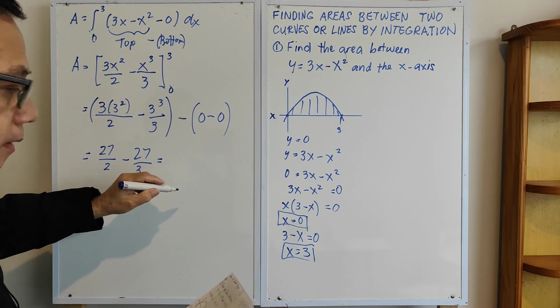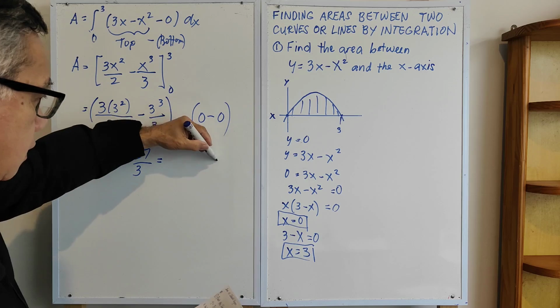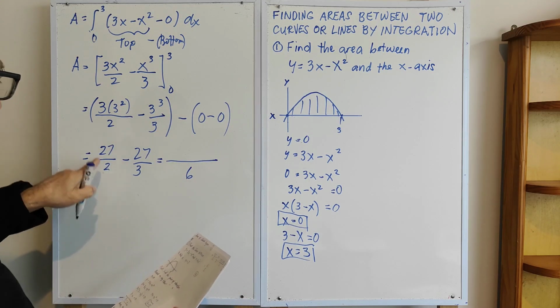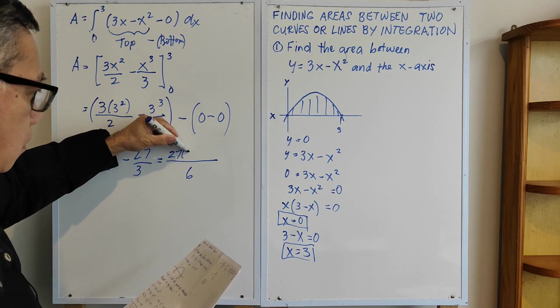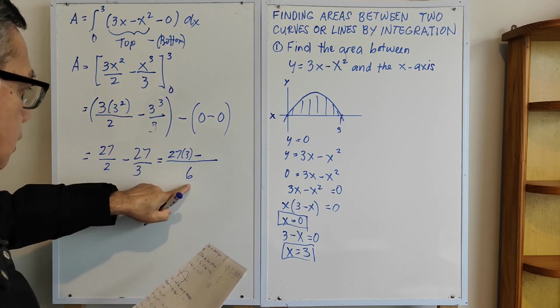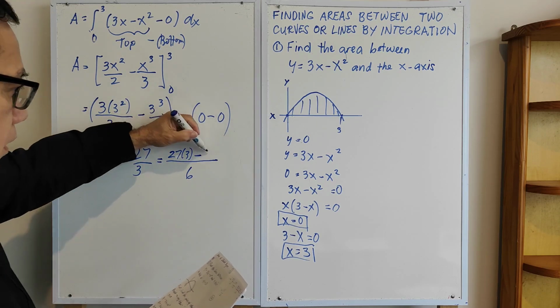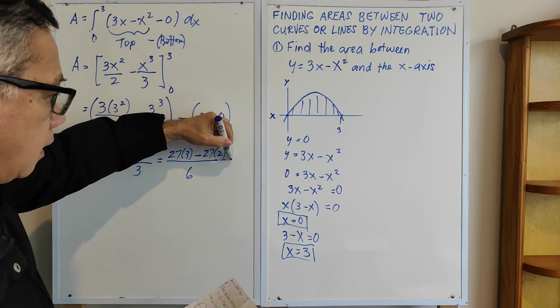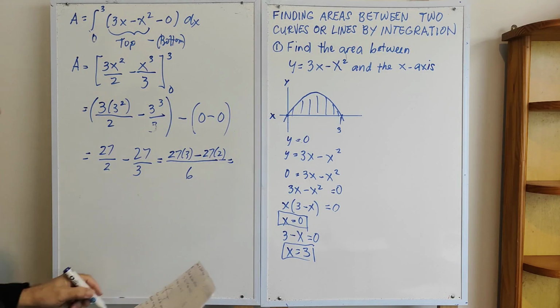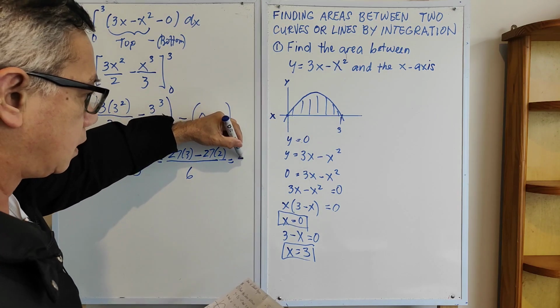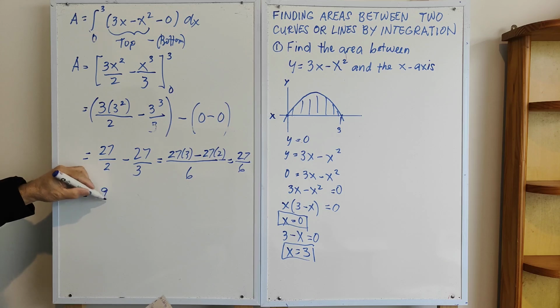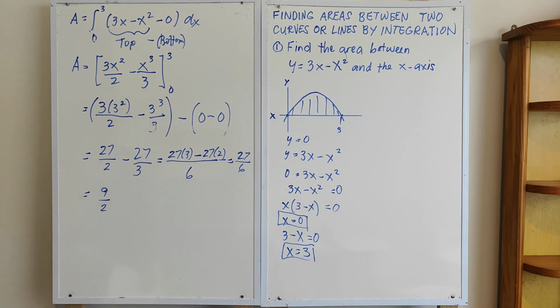So what we have is 27 over 2 minus 27 over 3. Subtraction of fractions: 6 divided by 2 is 3 times 27, 27 times 3, minus 6 divided by 3 is 2 times 27, 27 times 2. That would be 27 over 6, or 9 over 2 square units.